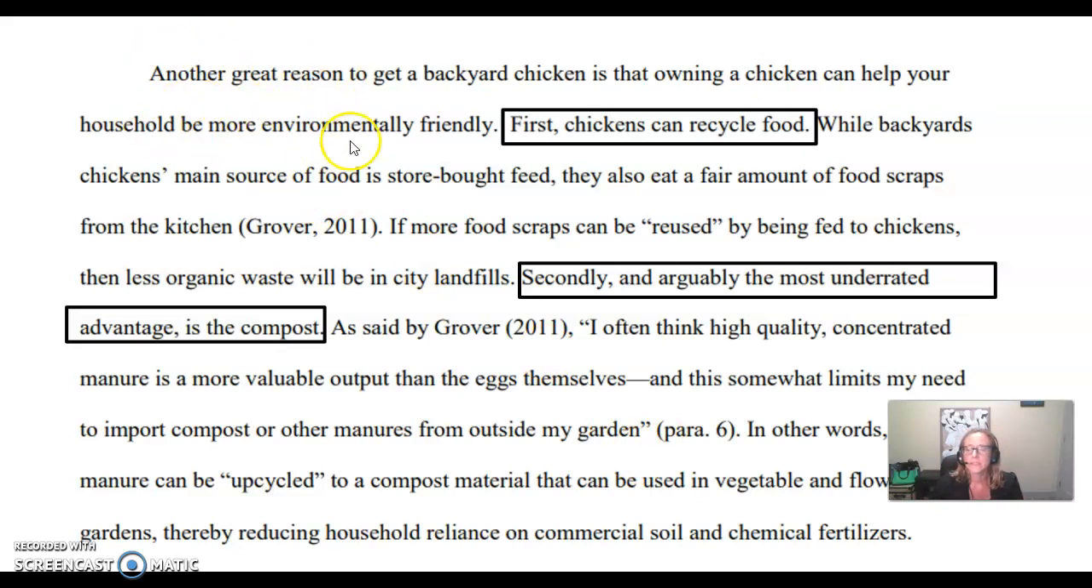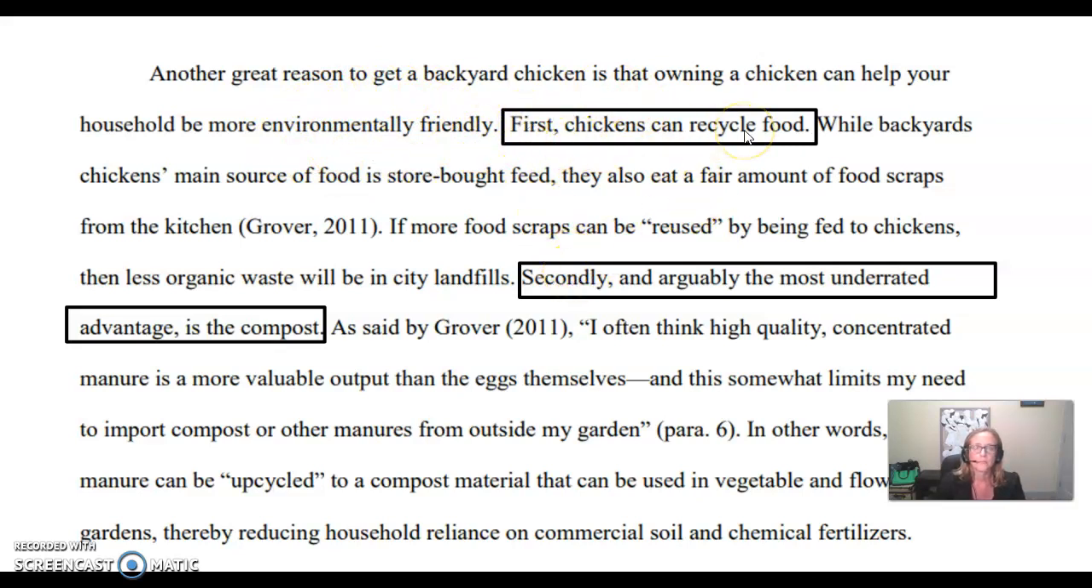So again, you can see we have a topic sentence here, another great reason. So this is a very simple transition. I'm not really referring specifically to the previous paragraph, but I'm just telling you one more thing. And I'm saying my topic here is about being environmentally friendly. And I have just two main ideas for this paragraph.